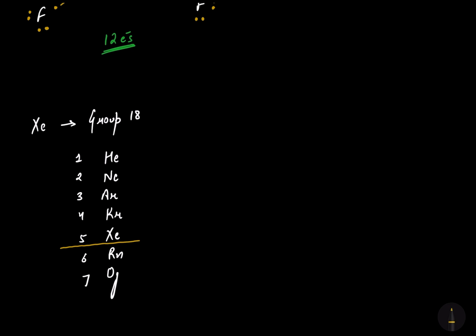Now what's the general electronic configuration of group number 18? That's ns2 np6. So the electronic configuration for xenon comes out to be 5s2 5p6. So we got the valence shell electronic configuration for xenon to be 5s2 5p6.